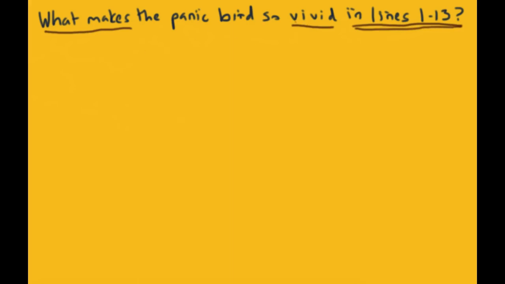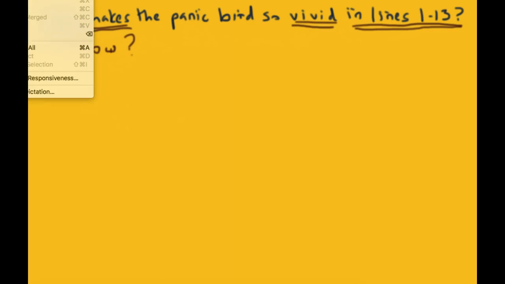Vivid, as we covered before, is creating strong, clear images in the reader's mind. And what makes the panic bird so vivid, I think, is pretty much the same as asking how does the poet do it. What makes the panic bird so vivid? The extended metaphor makes the panic bird so vivid, for example. Okay, so just looking quickly at the question. Okay, so let's just clear that.